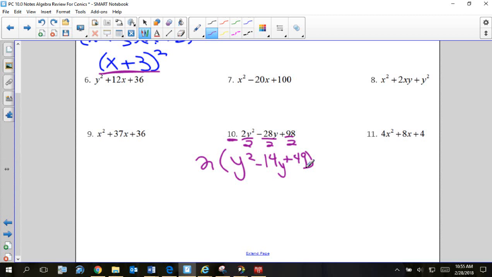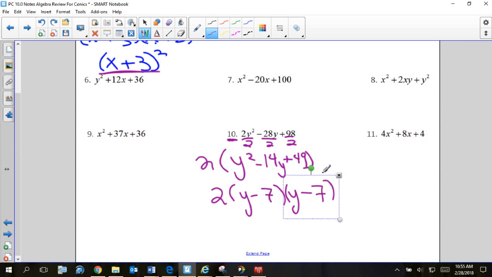And then I'm going to do guess and check. I know there's other methods. I'm doing guess and check. The y's will be first. And then for my last term, I'm looking at my signs, and the last term is positive, which means both signs are the same. But since this is a subtraction, they both have to be subtraction there. And then what numbers multiply together to give us 49, but add together to give us negative 14? 7. Minus 7 and minus 7.